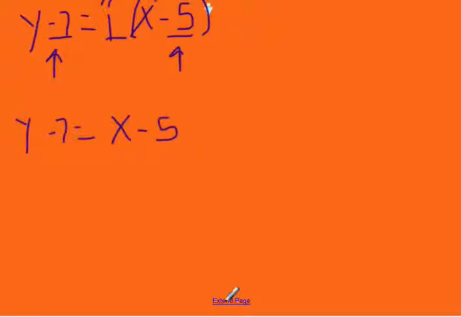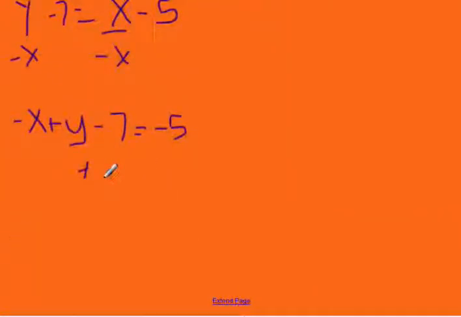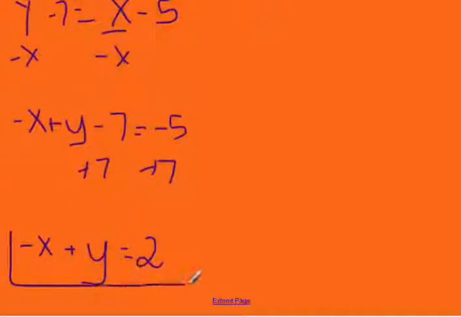So now I need to do a couple of things. I need to bring that x over to the other side, and I need to bring that negative 7 over to the other side. Well, I see that this is a positive x. So I'm going to go ahead and subtract x from both sides. So I get negative x plus y minus 7 is equal to negative 5. So here, now all I have to do to get it in standard form is add 7 to both sides. So negative x plus y is equal to negative 5 plus 7, which is 2. So that's your final answer for that one.